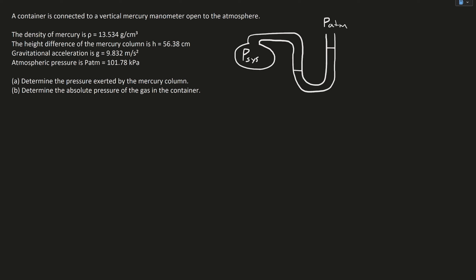We have a container that is connected to a vertical manometer open to the atmosphere. We are given the density, the height difference of the mercury in the column, the gravitational acceleration, and the atmospheric pressure. Part A is to determine the pressure exerted by the mercury column, and Part B is to determine the absolute pressure of the gas in the container.